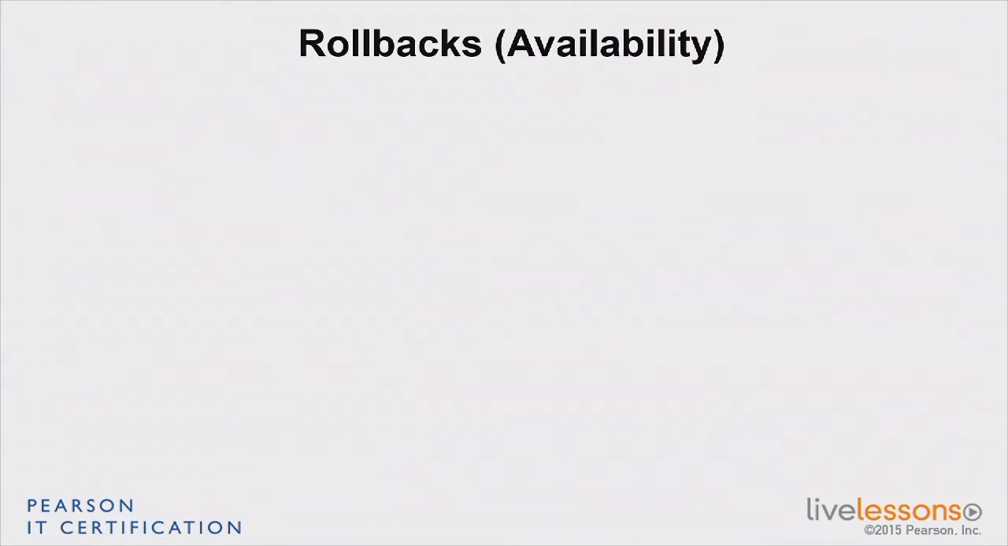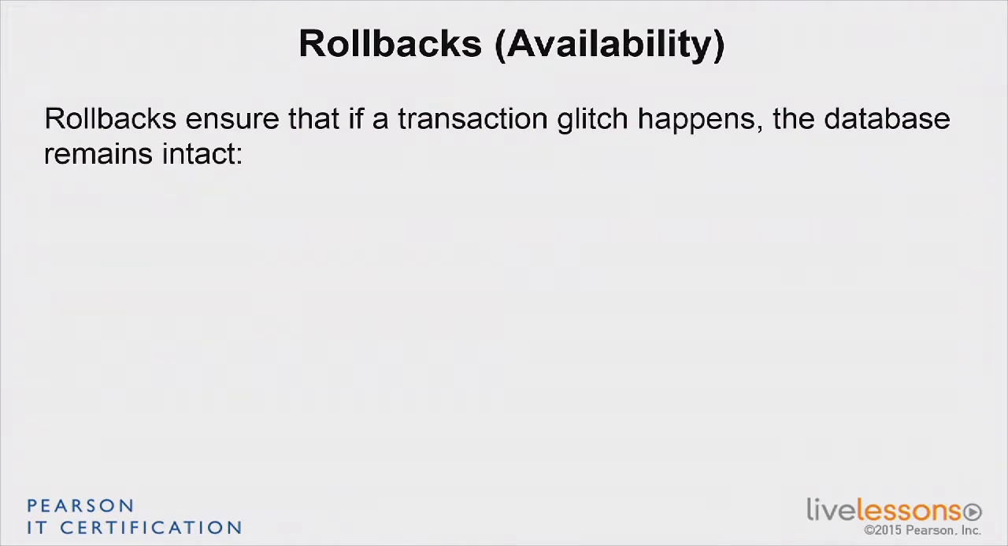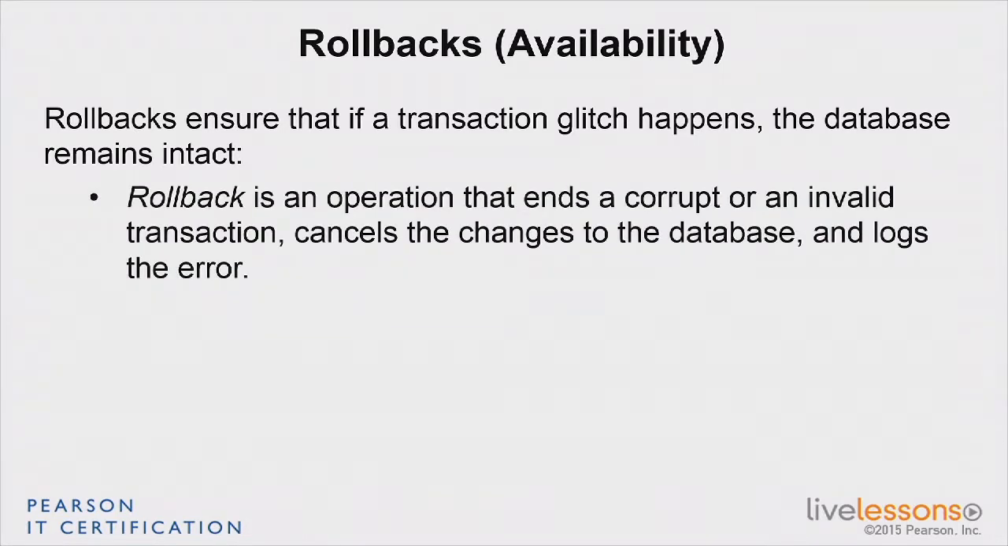Rollbacks are one of the techniques to ensure availability. A rollback ensures that if a transaction glitch happens, the database remains intact. Now remember, if we do a rollback, we've got to roll it all the way back to the beginning, and a rollback cannot be done after a commit operation is completed. So the rollback is an operation that either ends a corrupt or an invalid transaction, cancels the changes to the database, and logs the error. So it rolls it all the way back to the beginning.